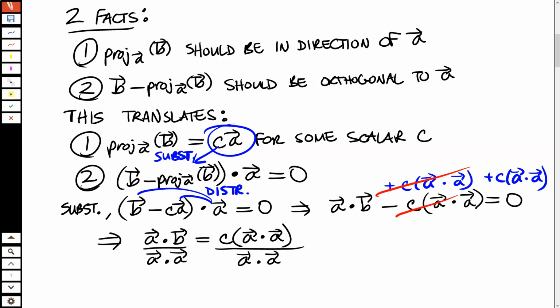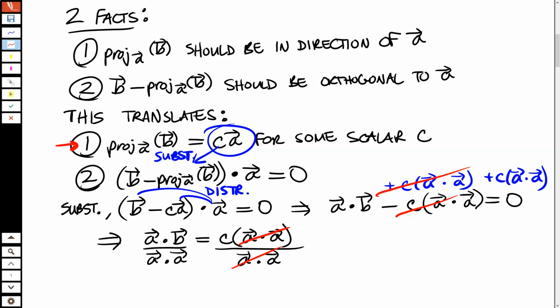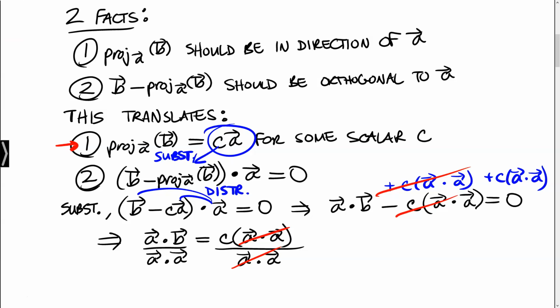Okay, so why does it help to have c? We figured out what c is. Great. Well, go back up here. Remember, it said the projection was a scalar multiple of a. Well, we found what that scalar is. So the point is now we can go and substitute back into 1. And there's where our formula for the projection is going to come from. So substitute back into 1.